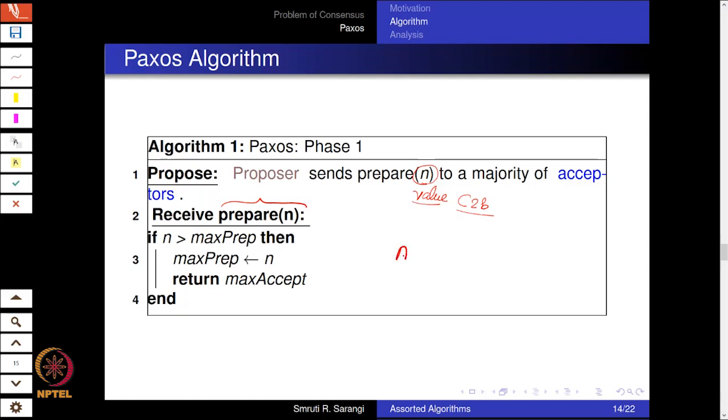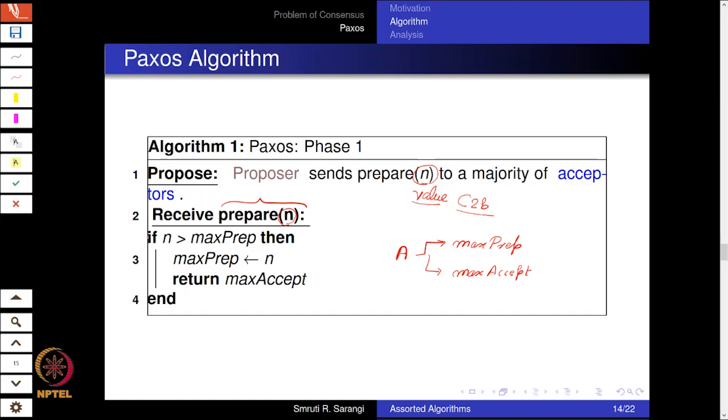So every acceptor maintains two state variables. One is max prep and the other is max accept. Max prep is the largest number that the acceptor has received as a part of the prepare message. Every prepare message sends the number of the proposal, and the largest such proposal number that has been received by an acceptor is called max prep.